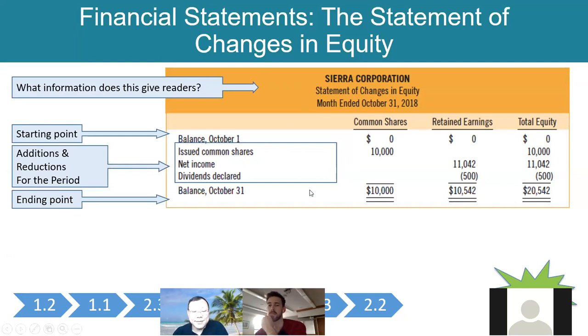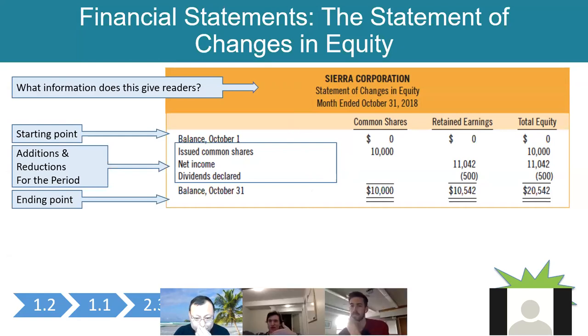Good question. So anyone else? So the issued common shares, I'm just trying to understand more what that is. Is that the amount of shares they sold, or how many shares they got back from selling?